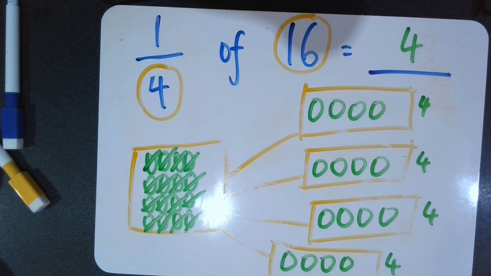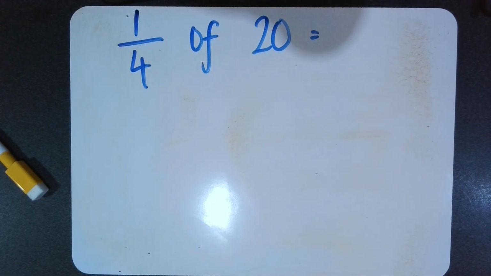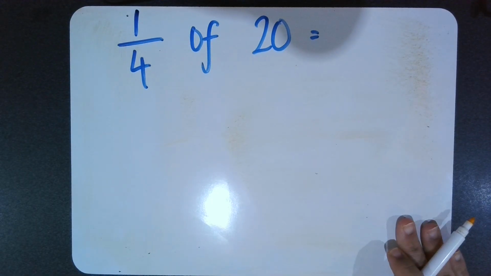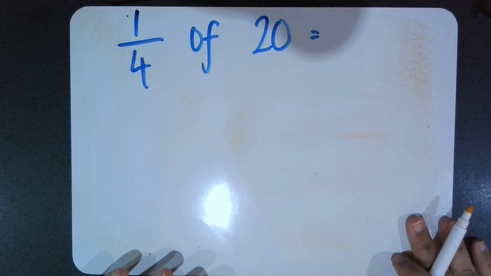Okay, let's do another one. I've got my next equation up. I want to find a quarter of 20. Okay, we know our steps. I'd encourage you at this point, because we've done it a few times, pause it, have a go, and then we can go through it together.